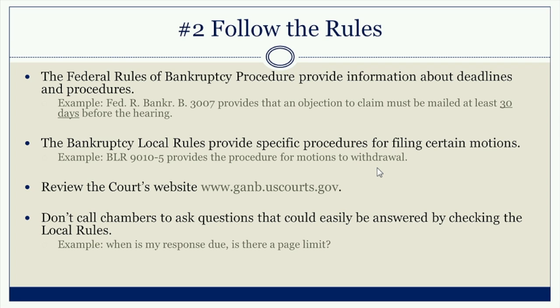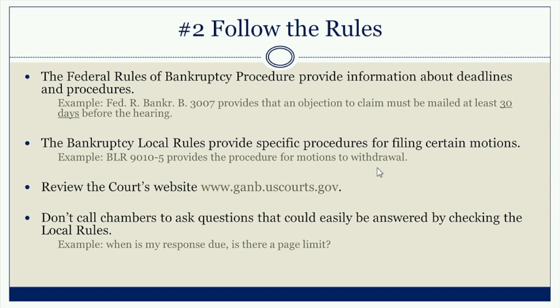Something comes up for one reason or another, and an attorney wants to or needs to withdraw. There's a very specific procedure in the bankruptcy local rules, 9010-5, that deals with this. And there are certain situations in which a motion is not required, where you have a stipulation, and that's also covered under the local rules. So make sure that you review those. And if you have a question as to whether there's even a rule about something, you can always do a quick search on the court's website.